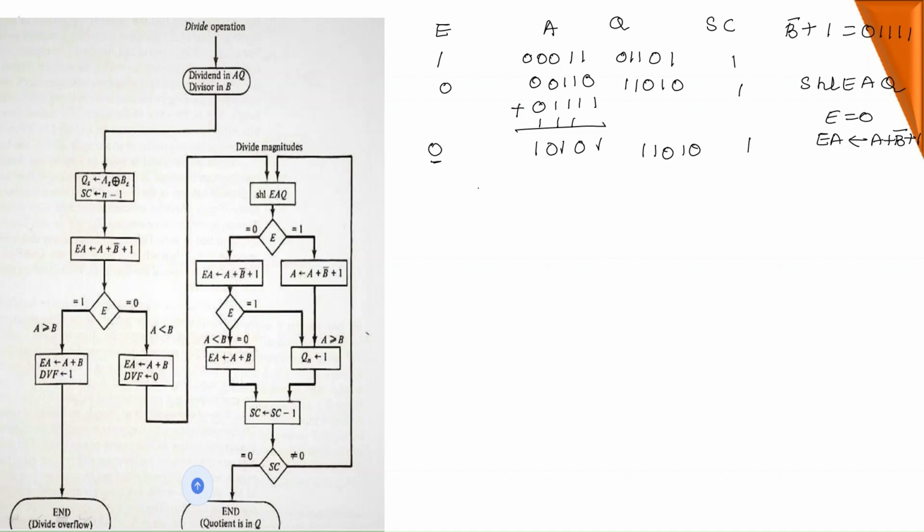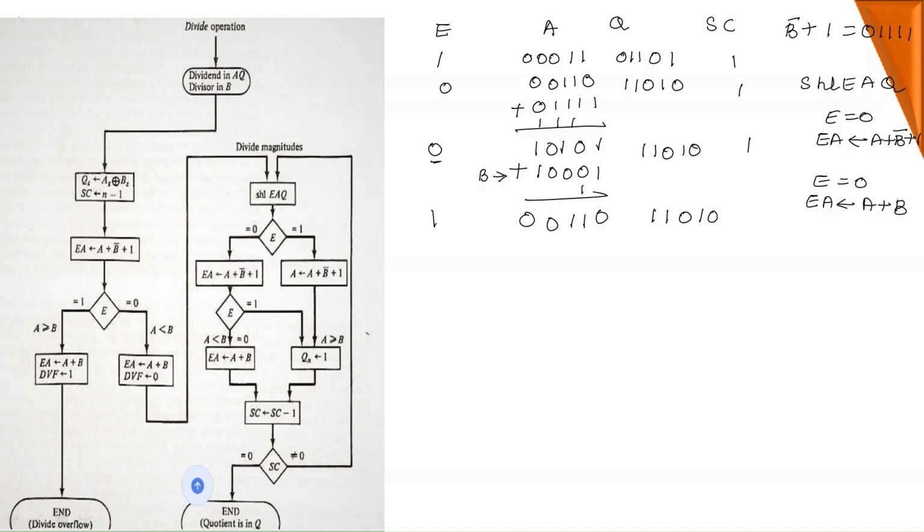E is 0. When E is 0, you have to add A plus B. So E is 0 now. So we have to add EA implies A plus B. So this is the value of A. I am going to add B. B value is 1 0 0 0 1. This is the value of B. So when I add it, it becomes 0 1 1 0 1 0. I'll get a carry 1 here, so 0. And this becomes 1 1 0 1 0.